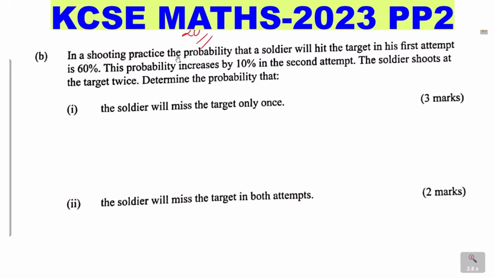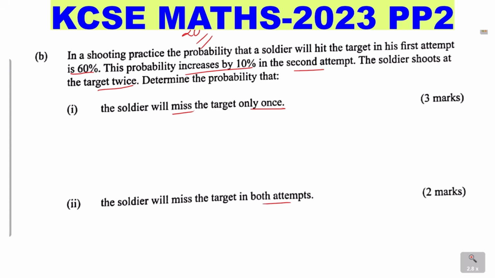In a shooting practice, the probability that a soldier will hit the target in his first attempt is 60%. This probability increases by 10% in the second attempt. The soldier shoots at the target twice. Determine the probability that 1, the soldier will miss the target only once. Then the second part, the soldier will miss the target in both attempts.